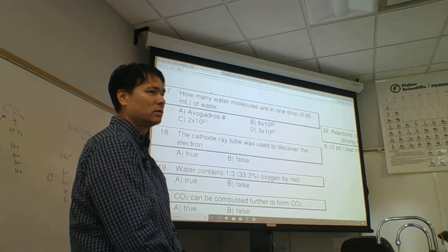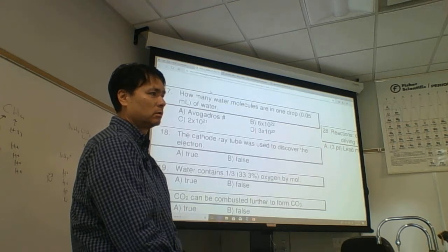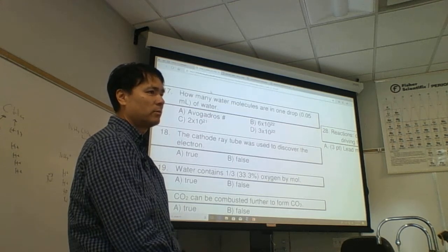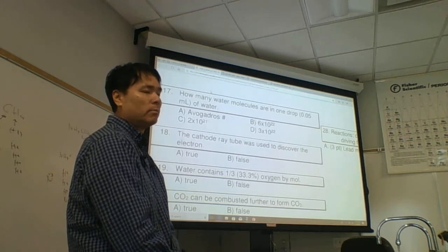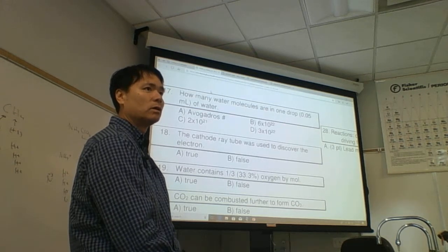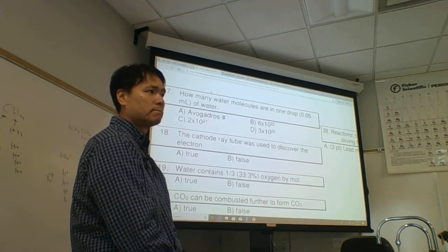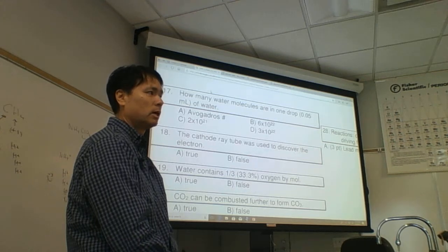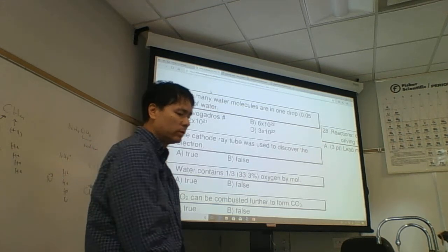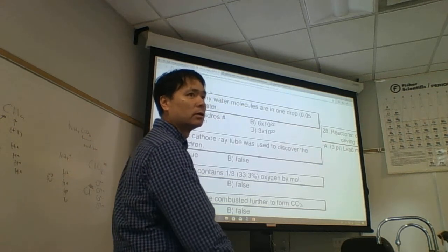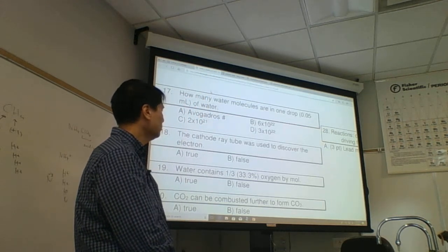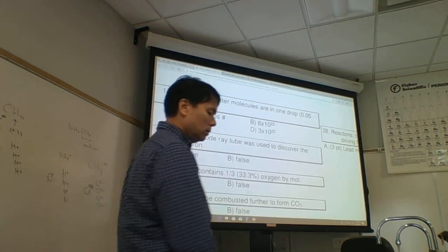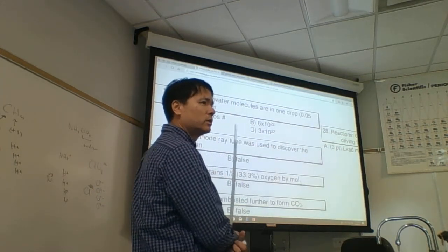What is the density of water? Everybody should have it memorized by now. What is the density of water? Is that as precise as you can get? 1 gram? Yeah, 1.0 or maybe 1.00 grams per milliliter. So, did anybody get a different answer than Avogadro's?